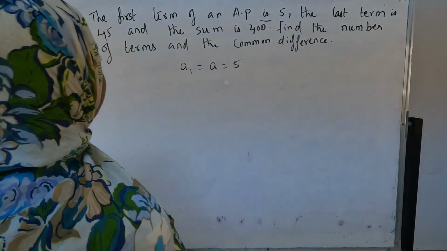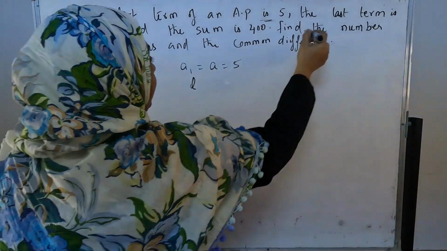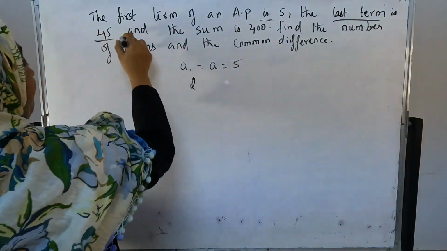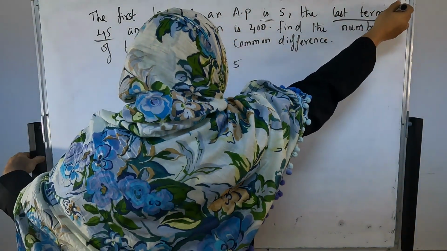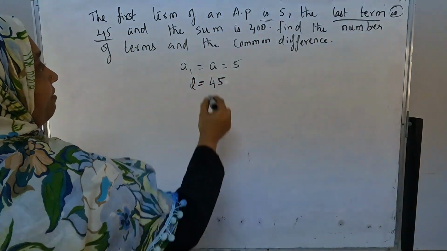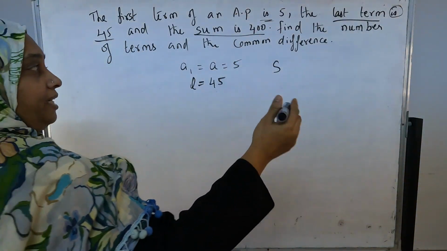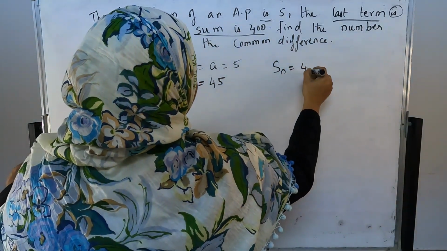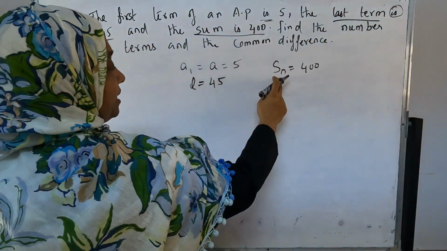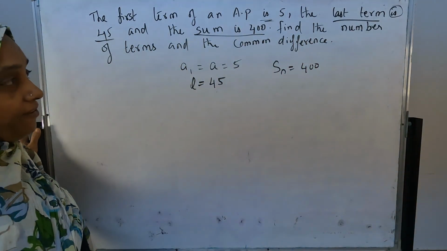Then the last term is 45 given. So last term is what? L. Last term is 45. That means L, the mathematical equation, is 45. And the given sum is 400. That means the sum of n terms. Sum of n terms is 400. Sum of n terms, Sn, is equal to 400. They are asking to find the number of terms and the common difference.